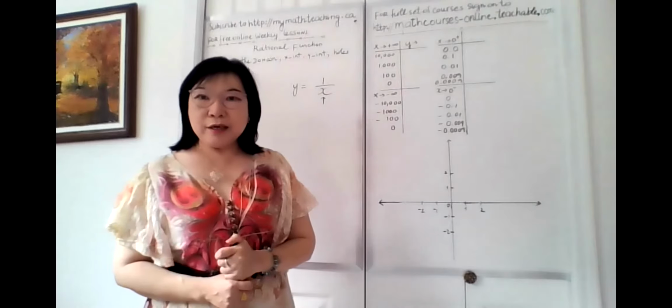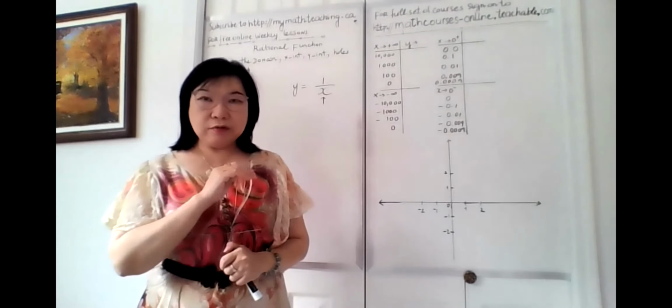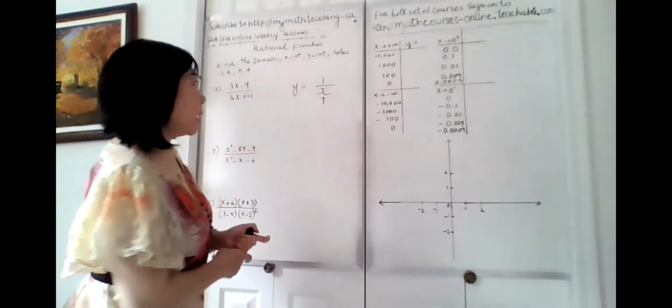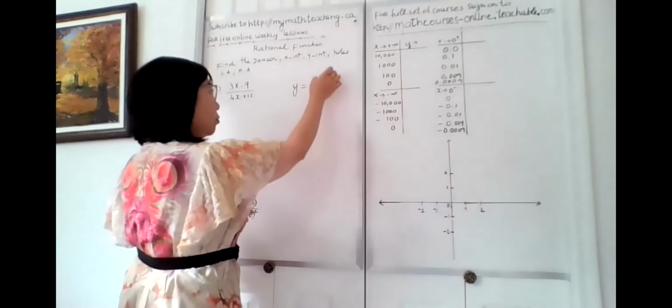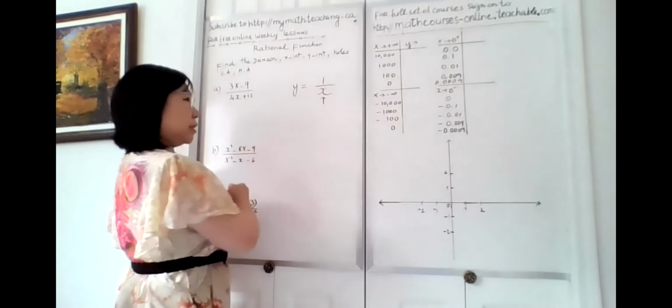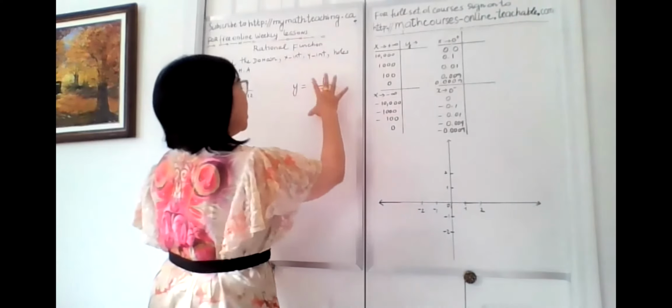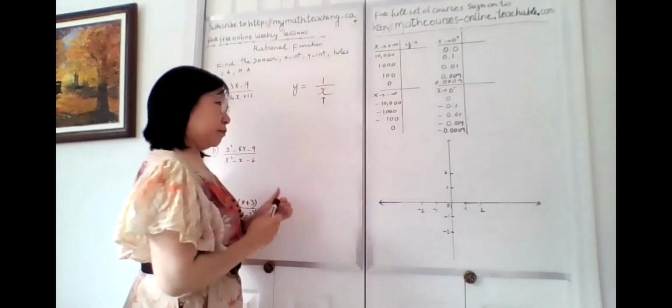There are a lot of things we need to know about this rational function. So first, let's talk about the basic one here, the basic form y equal 1 over x, before we even get into the other stuff here. So the basic rational function is 1 divided by x.